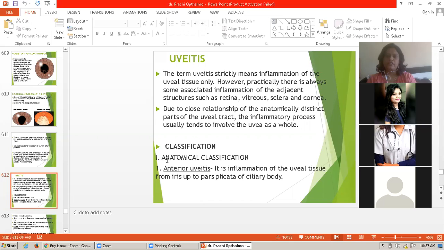In classification, we can see the anatomical classification of the uveitis shows that first is the anterior uveitis. That is the inflammation of the uveal tissue from iris up to the pars plicata of the ciliary body. So we learned in the anatomy of the ciliary body that there are two parts of the ciliary body. The anterior part is the pars plicata, and the anterior uveitis means inflammation of uveal tissue from iris up to the pars plicata of the ciliary body.